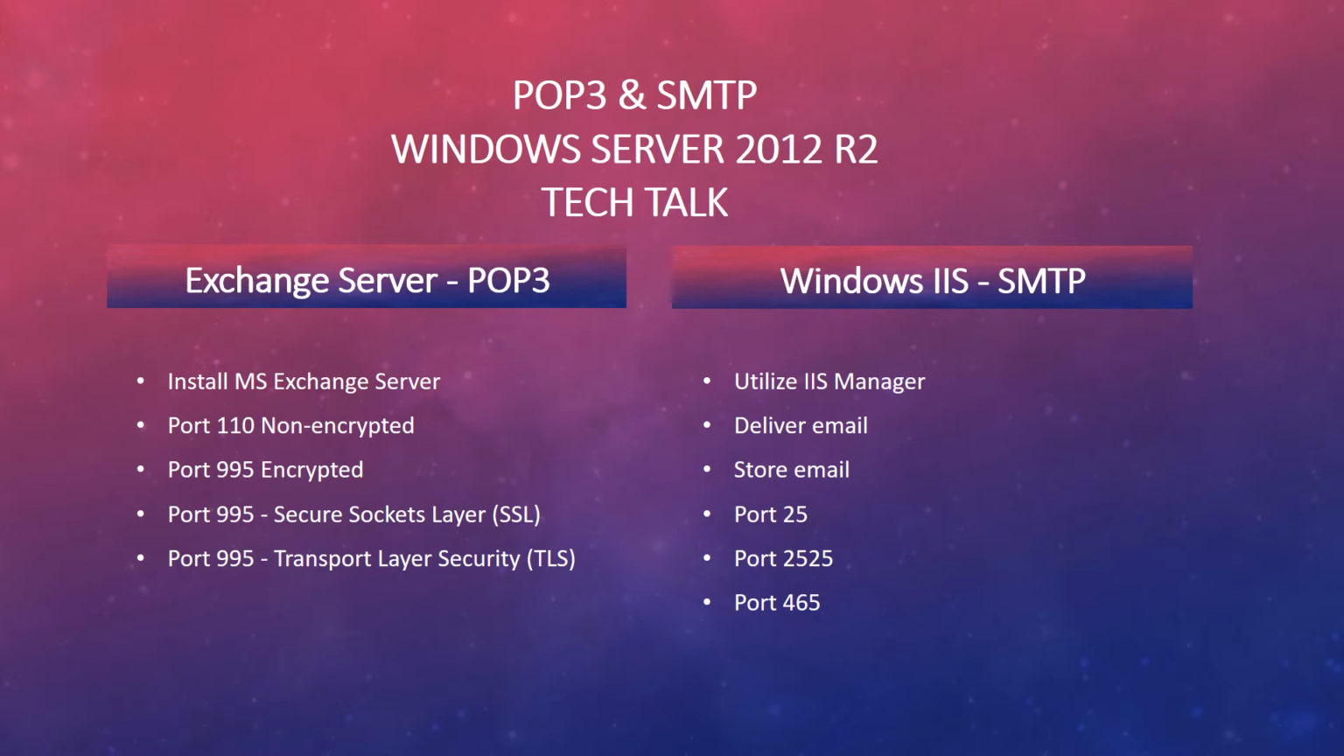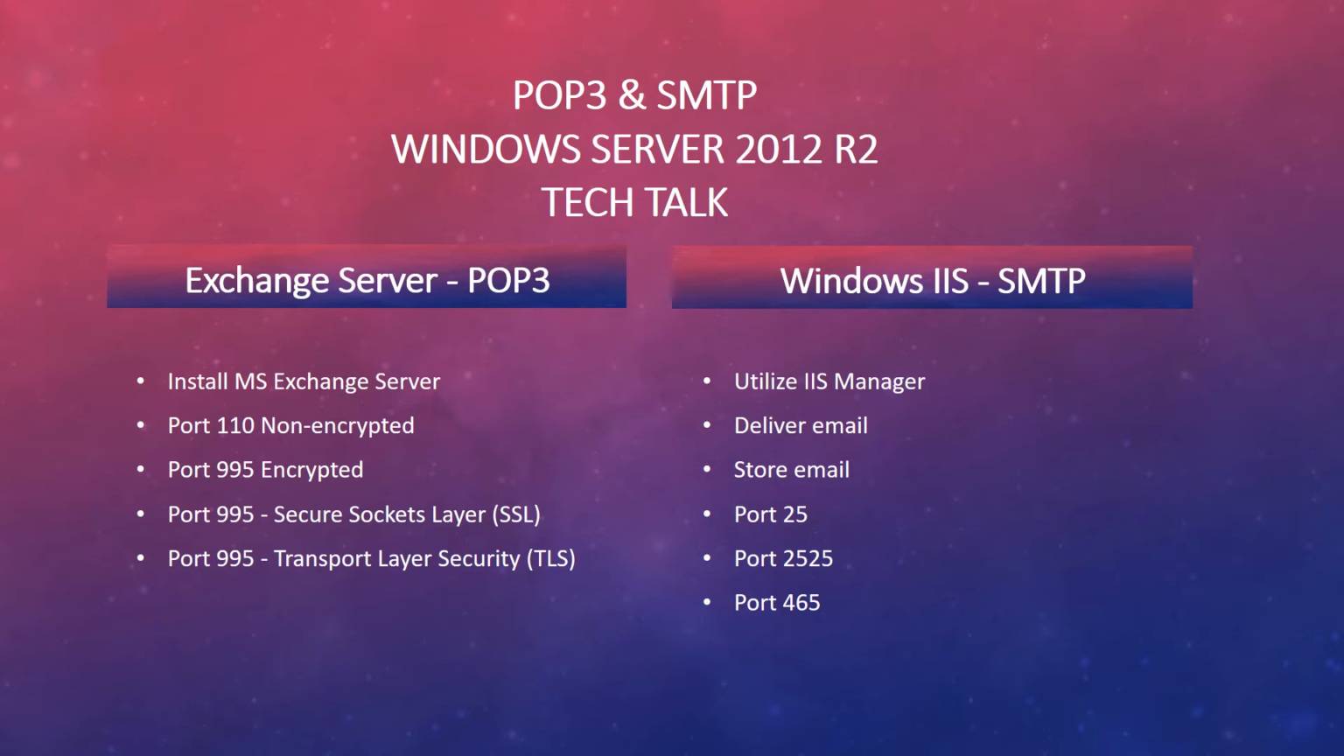Okay, now I'm going to go over POP3 and SMTP a little bit more technically, in regards to an Exchange server for POP3 and Windows IIS for SMTP. Before POP3 is set up, the Exchange server must be installed and properly configured. Once the Exchange server is installed and configured, the POP3 server can then be configured. Port 110 is a non-encrypted port, whereas port 995 is an encrypted and more secure port.